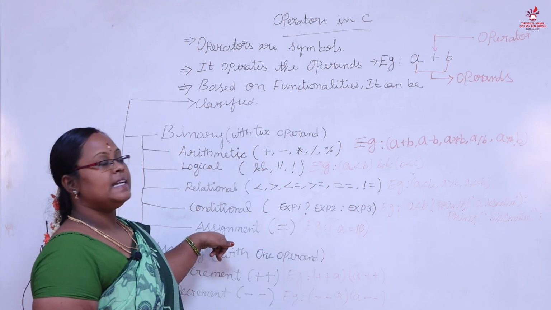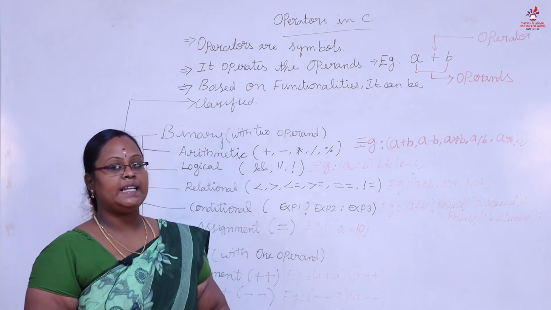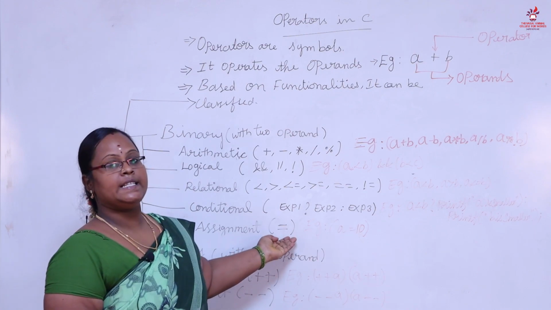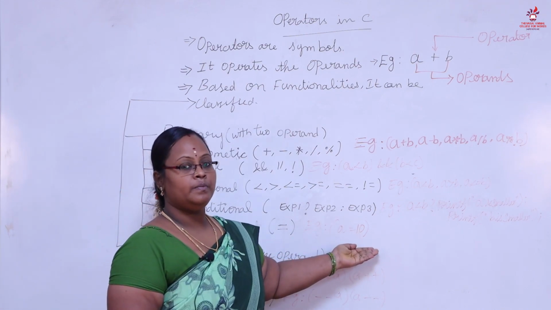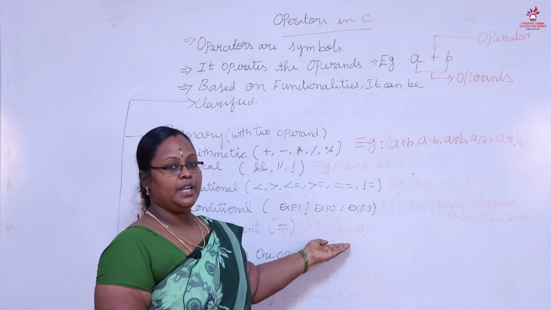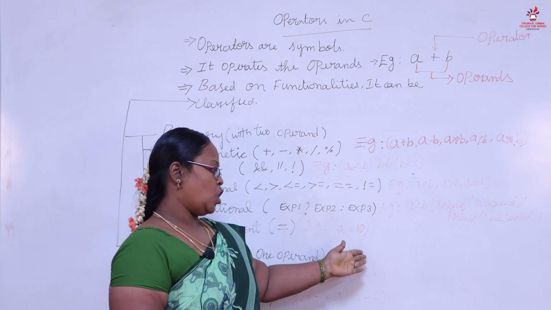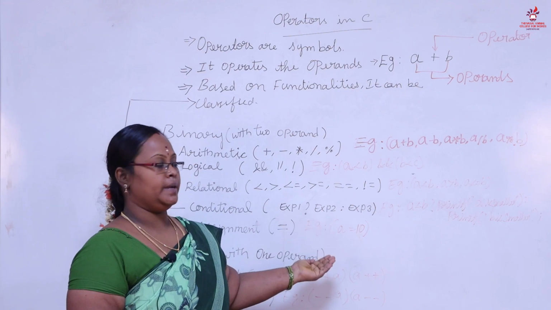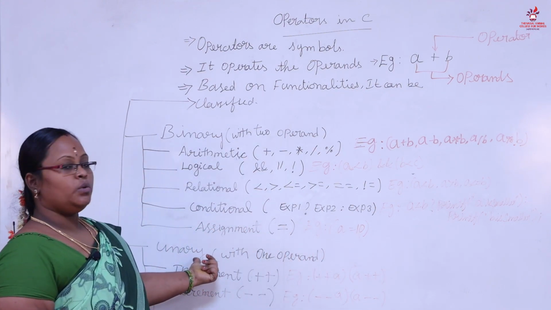And next one, the assignment operator. Assignment operators are used to assign values to a variable. Here the equal sign is the assignment operator. An example: A equal to 10. Here A is a variable and 10 is a value. In an assignment operator, the right side operand is a value and the left side operand is a variable.